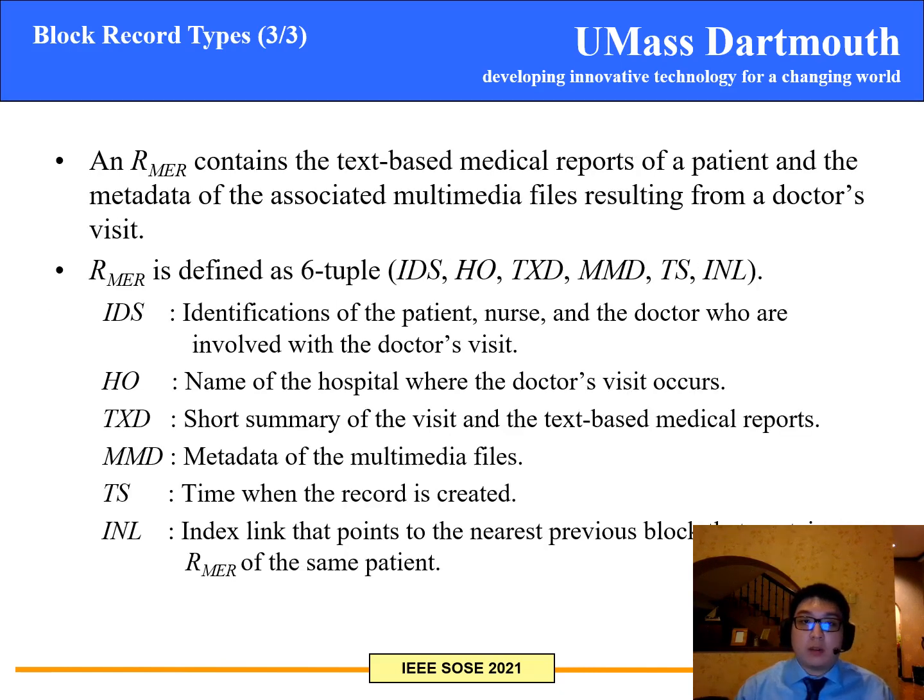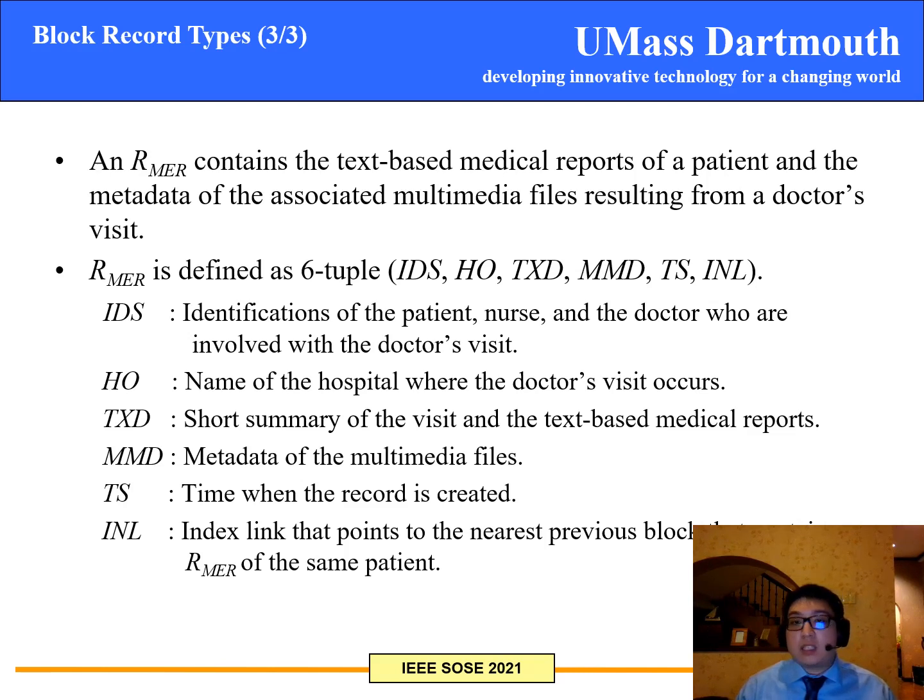A medical record contains the text-based medical reports of a patient and metadata of the associated multimedia files resulting from a doctor's visit, where we define a hospital visit as a patient visiting a hospital for any reason. A medical record is defined as a 6-tuple with identifications, hospitals, text-based data or TXD, metadata, timestamp, and index link.